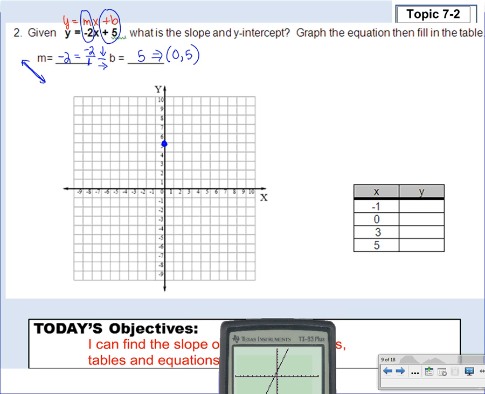Our point begins at 0, 5. From our beginning, we're going to go down 2, to the right 1. We have a new point. From our new point, we go the same pattern, down 2, to the right 1. From that new point, we go down 2, to the right 1. See how the m, or the slope, is helping us move that point. We go down 2, to the right 1, and we're going to fill in all the dots throughout the graph as far as we can go to our right.